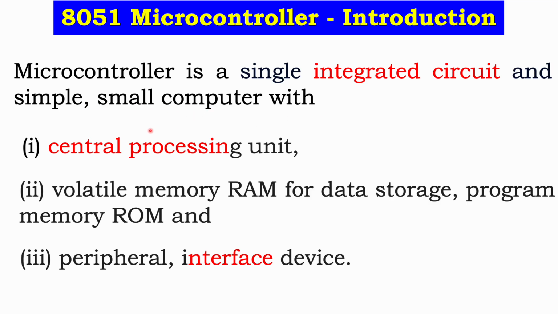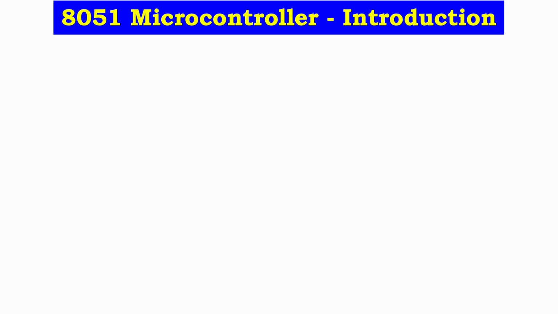computer with only three parts. When students are writing the definition, these three parts have to be written very clearly about the 8051 microcontroller. What are these three parts? One is the central processing unit, next is the ROM and RAM. It has a volatile memory, RAM, for data storage and a program memory, ROM, for storing the program instructions from the user. And it also has peripherals and interface devices. So this is the definition of an 8051 microcontroller.